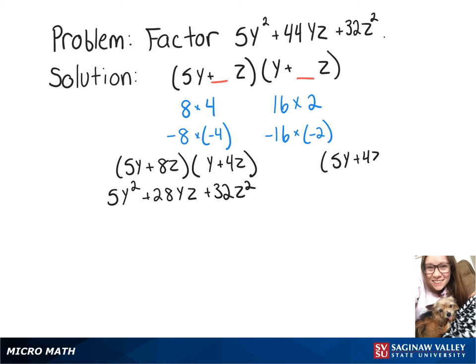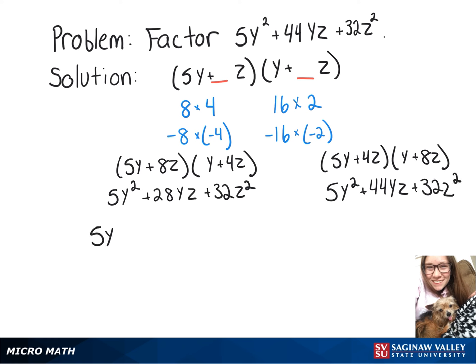So we'll do 5y plus 4z times y plus 8z. Multiplying that out, we get 5y squared again. 5 times 8 is 40, 4 times 1 is 4, so that gives us plus 44yz plus 32z squared. So that looks like the right combination.